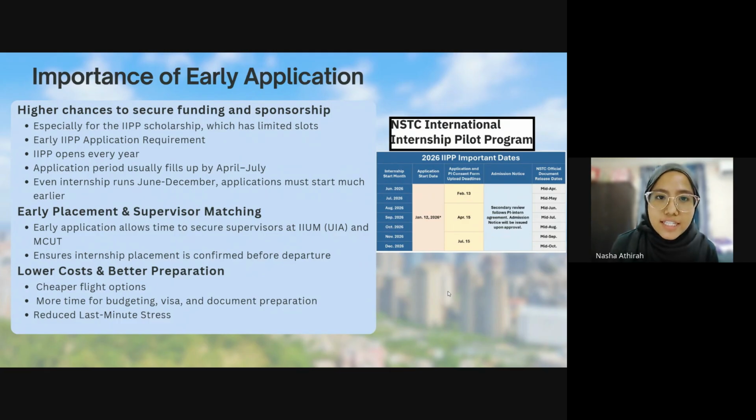Here are the important IIPP dates. They open the new intake for 2026, and you can apply during January, with the internship period from April to December. So you can choose which is suitable for your internship period. Like for me and Akila, we applied for the August to October intake. So yeah, you need to prepare well before you apply for the IIPP. I think that's all.